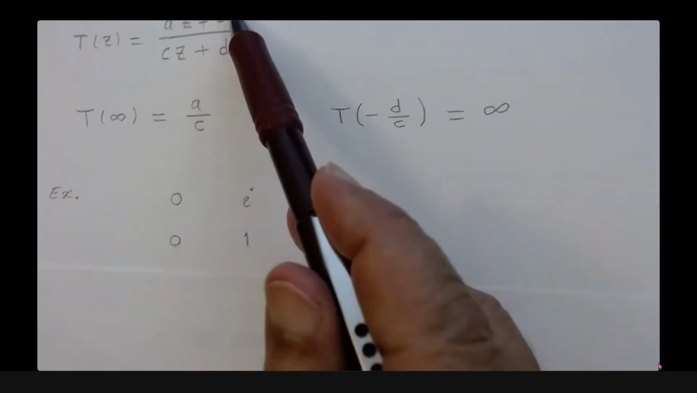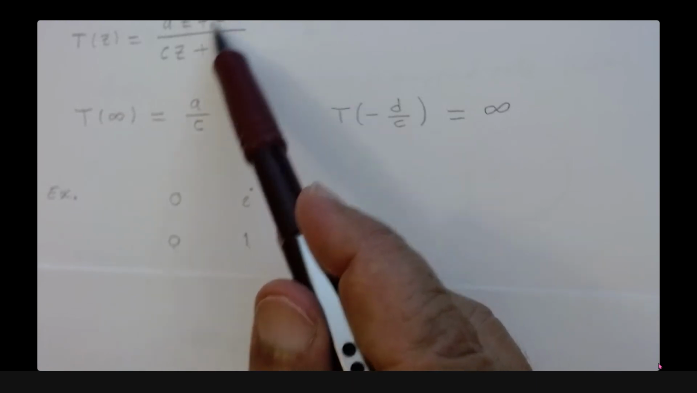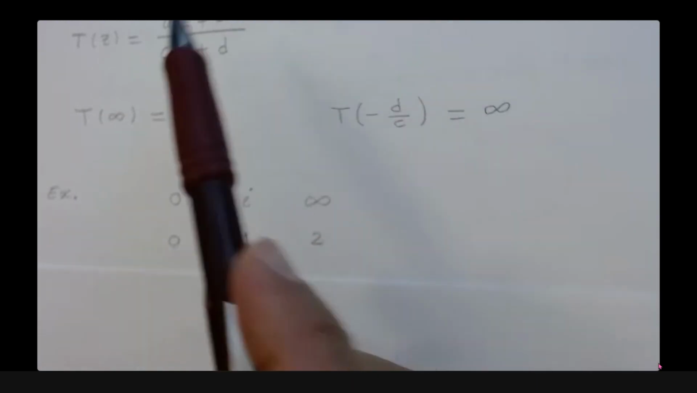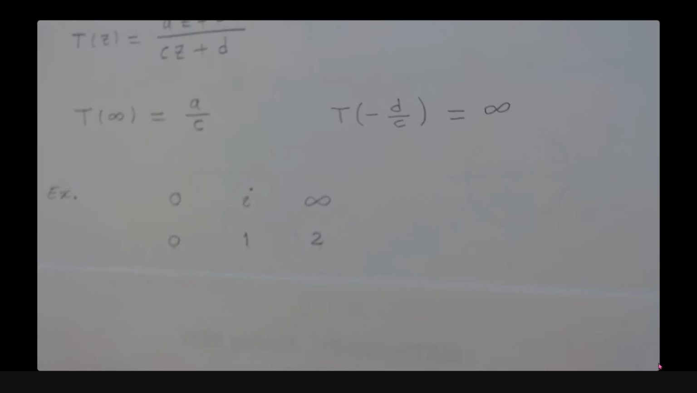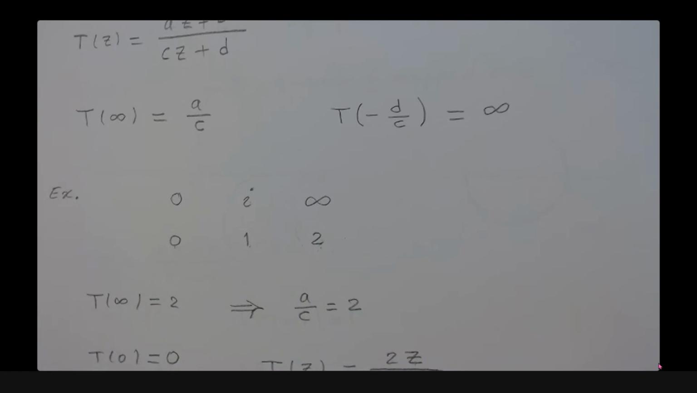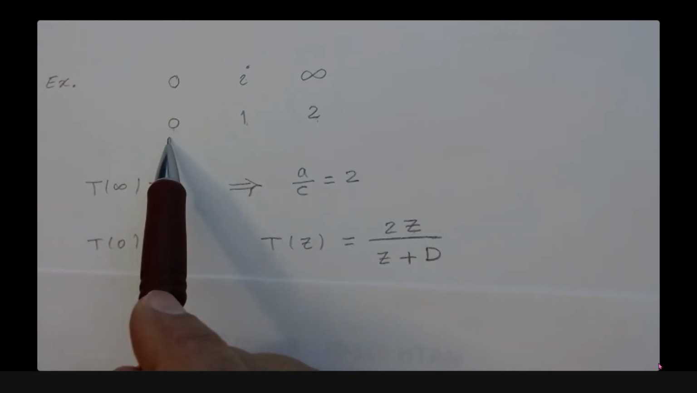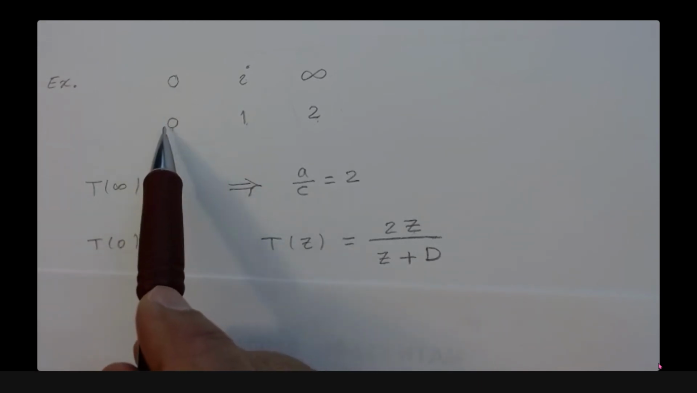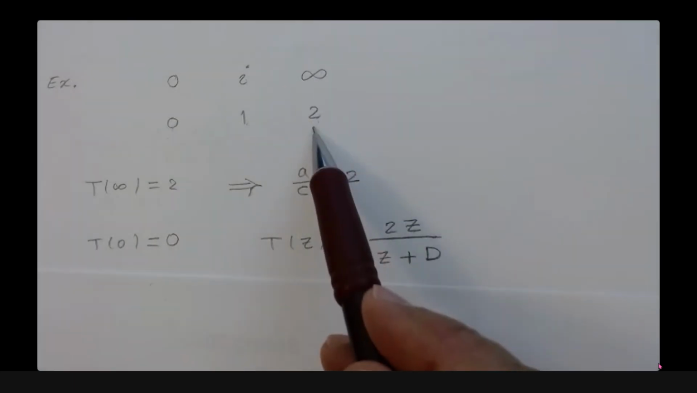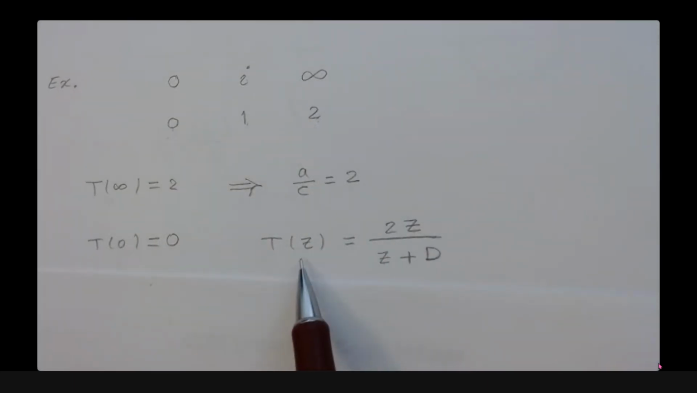So there is no constant. You'll get rid of that, it's got to be 0. So in the numerator, you have 2z. In the denominator, you have z plus d. Okay, right away, just by using this information, T of 0 is 0, T of infinity is 2, you get to this point.